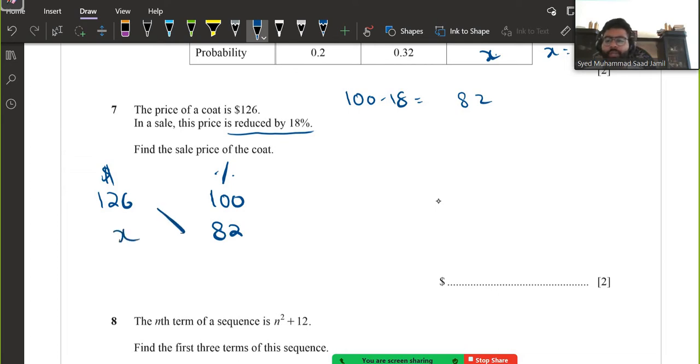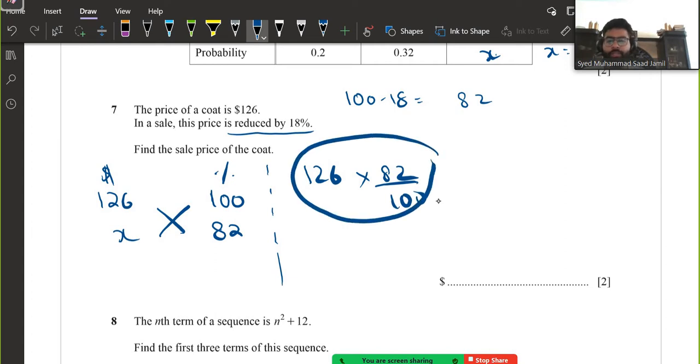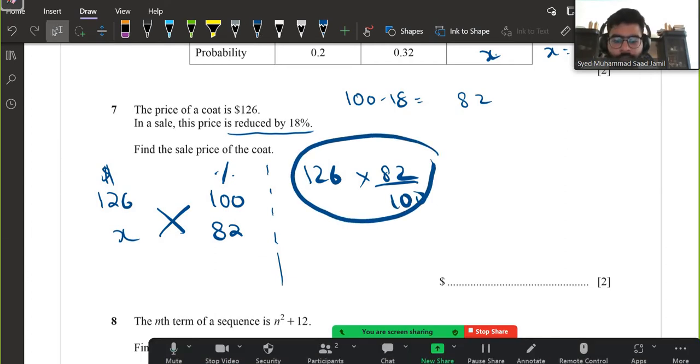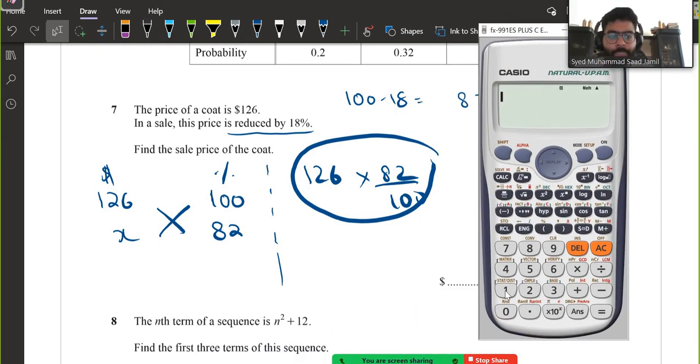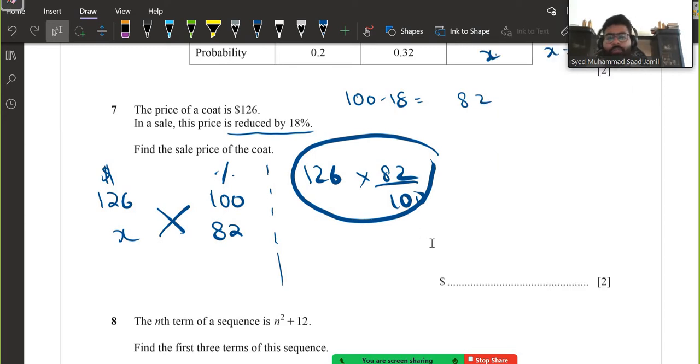So you just write down x and you cross multiply. So this turns out to be 126 multiplied by 82 upon 100. You can directly do this as well and it will give you the same answer. So this turns out to be 126 multiplied by 82 and divide the answer by 100. So it is $103.32.